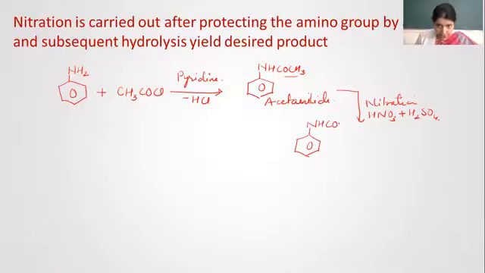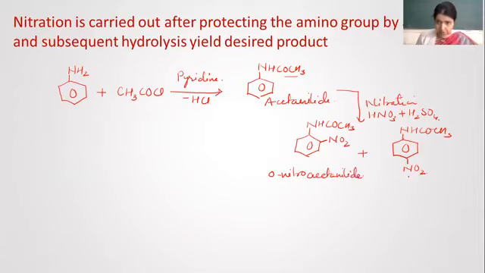NHCOCH3, at the ortho position there is a nitro group, and NHCOCH3, at the para position there is a nitro group. This is ortho-nitroacetanilide, and this is para-nitroacetanilide.